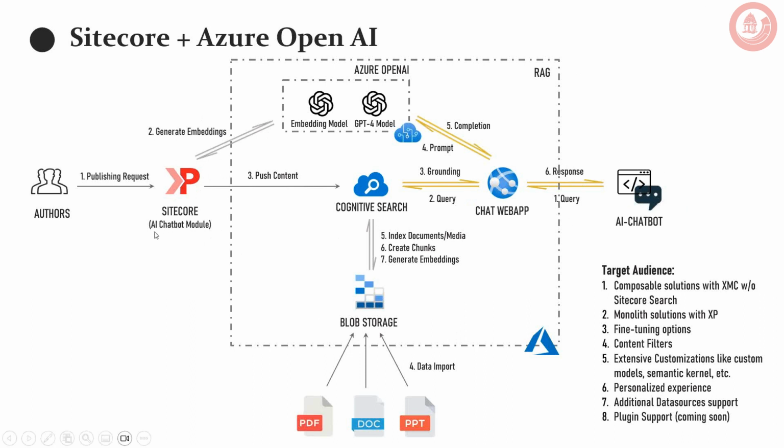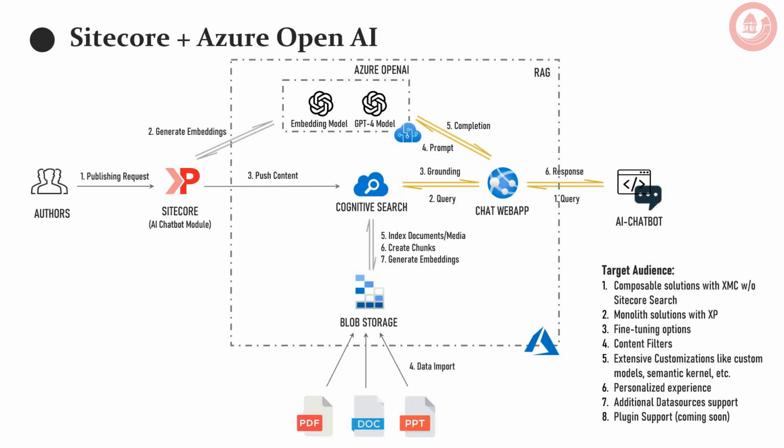Then if you install this SPA module and configure a couple of things, like the client IDs, it automatically pushes the content as well. Here, the target audience will be people with composable solutions with Sitecore XM Cloud who don't have Sitecore Search, or someone looking for flexibility in configuring how things get pushed into these specific elements. Also the monolith solutions, people who are using XP currently, can use this.